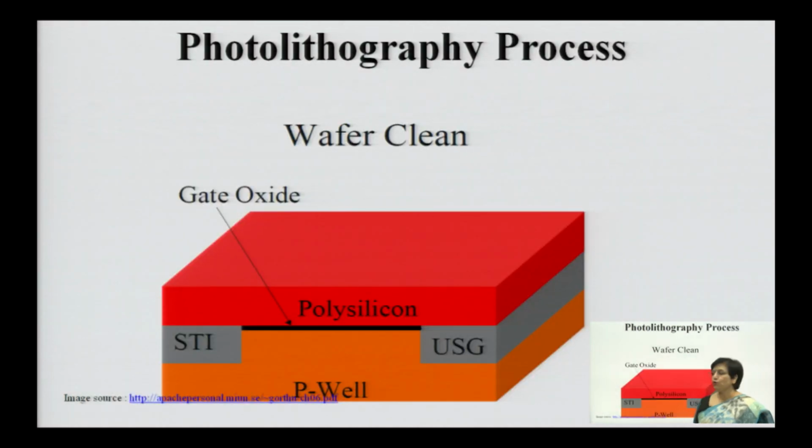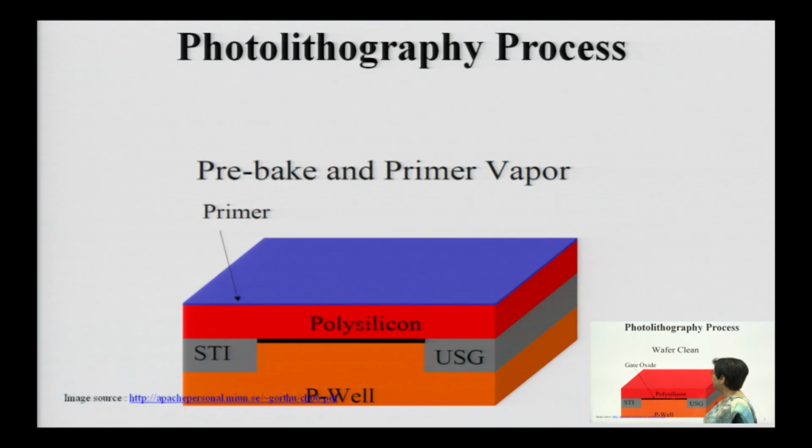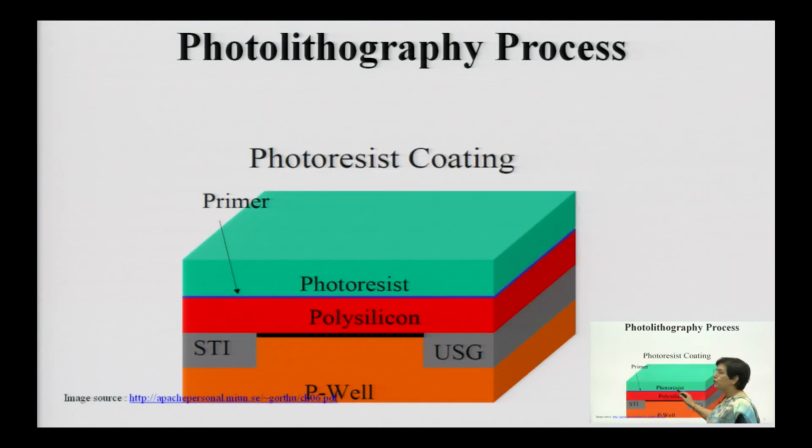The same thing is being shown over here. Just see, first you clean the wafer. This is a general device: it is a P well, this is a trench, and this is a polysilicon layer. Here you have a gate oxide layer and a polysilicon layer. Now, let us see, first you have cleaned the wafer, then you have applied primer onto it, then you have applied photoresist onto it.